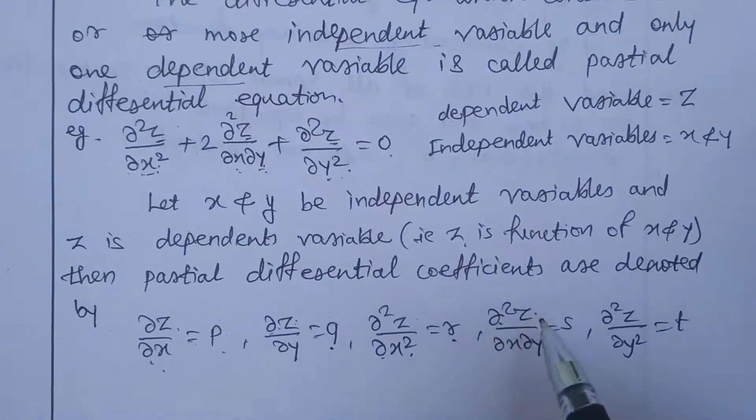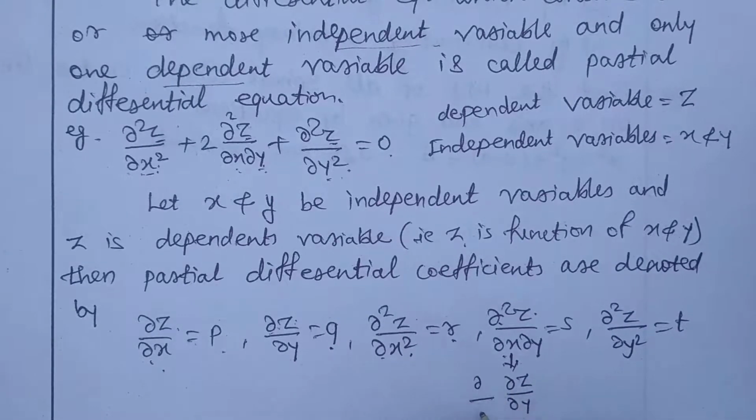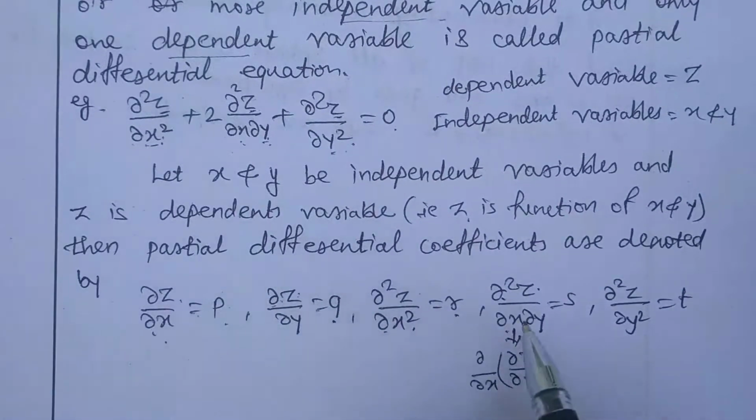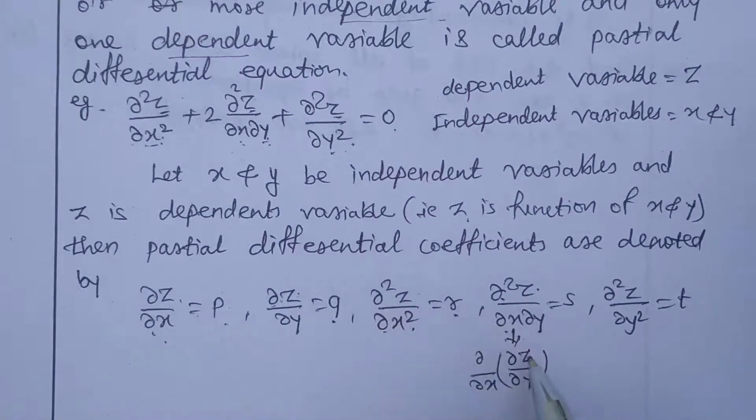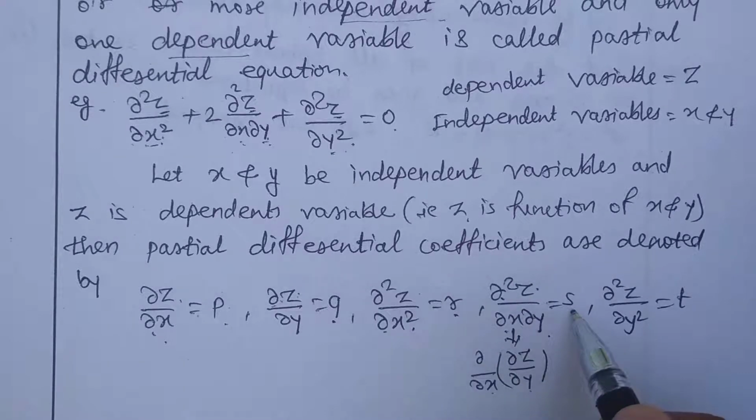Then ∂²z/∂x∂y: the meaning of this term is the derivative of z with respect to y, and again differentiate this with respect to x. That means first we have to take the derivative of z with respect to y, and after that differentiate this term with respect to x. So we will get ∂²z/∂x∂y, and we are going to denote this as s.